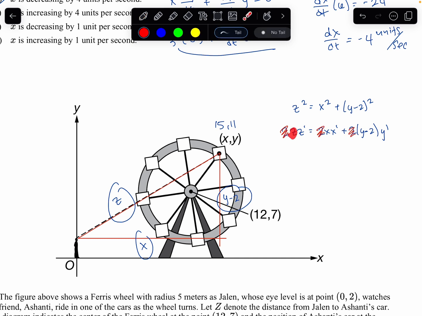What is z though? So z is going to be the distance from here to here. X is going to be 15. Y is 11, which would make this distance right here 9. And so z is going to be equal to the square root of 15 squared plus 9 squared, which if you do that, is equal to the square root of 306.